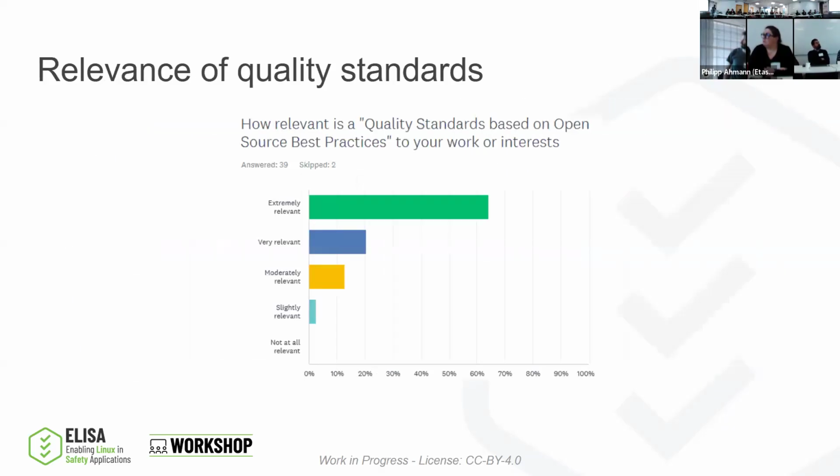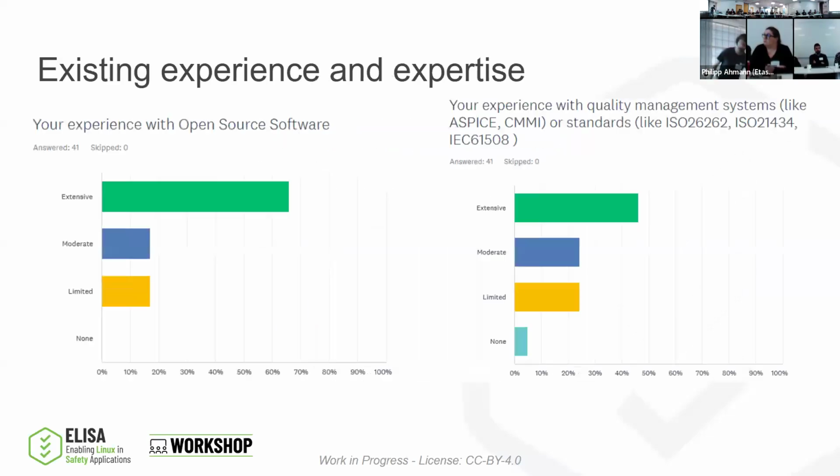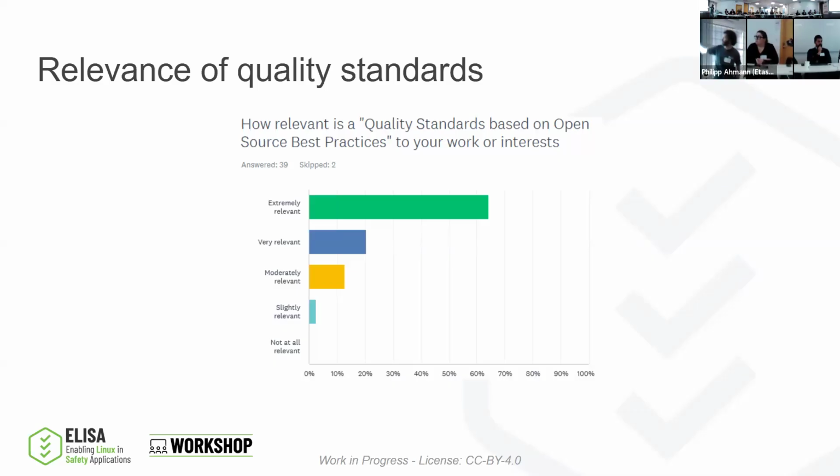And still, independent of where you are, you see the 45%, which have extensive or moderate level, some limited. Still 65% judge quality standards based on open source best practices as extremely relevant. I mean, otherwise they may not have taken the survey anyway. But it's all between extremely and very relevant, and we come to 85% of the total respondents saying it's really in their field of interest, which also leads to some engagement.